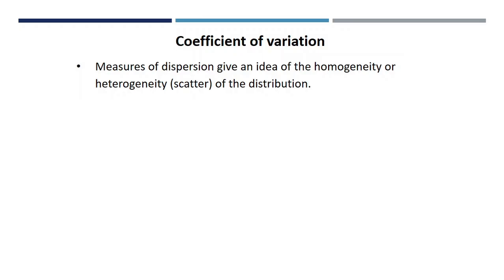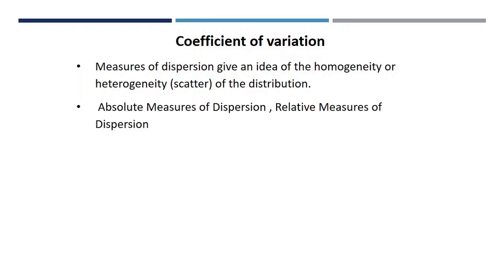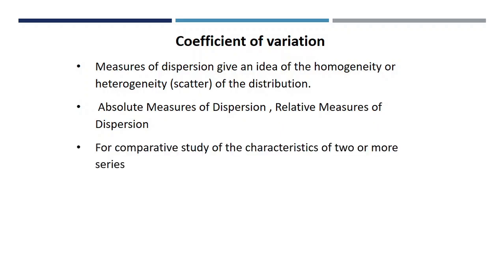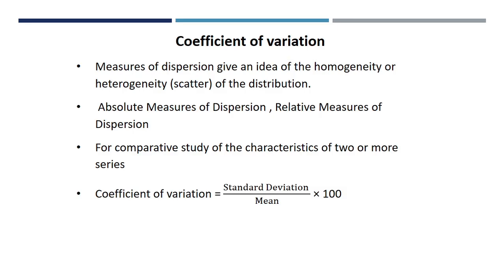Measures of dispersion give an idea of the homogeneity or heterogeneity of the distribution. And there are two types of measures: absolute measure of dispersion and relative measure of dispersion. Absolute measure of dispersion is standard deviation, and coefficient of variation is a relative measure of dispersion based on standard deviation. So for comparative study of the characteristics of two or more series, we can use coefficient of variation, and it is found using the formula standard deviation divided by mean of the series into 100.